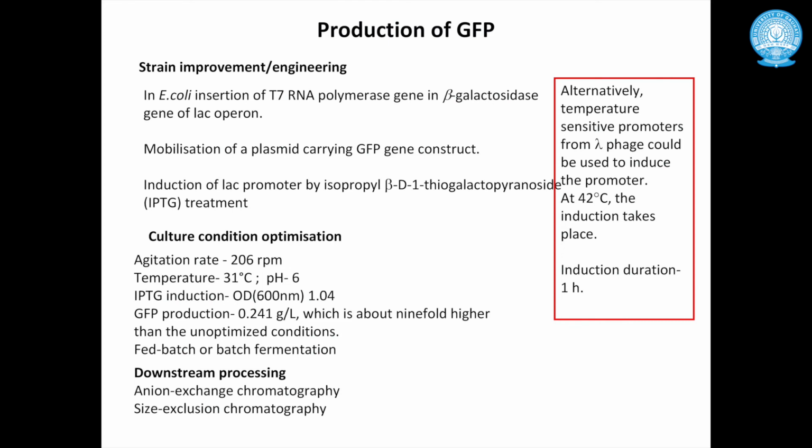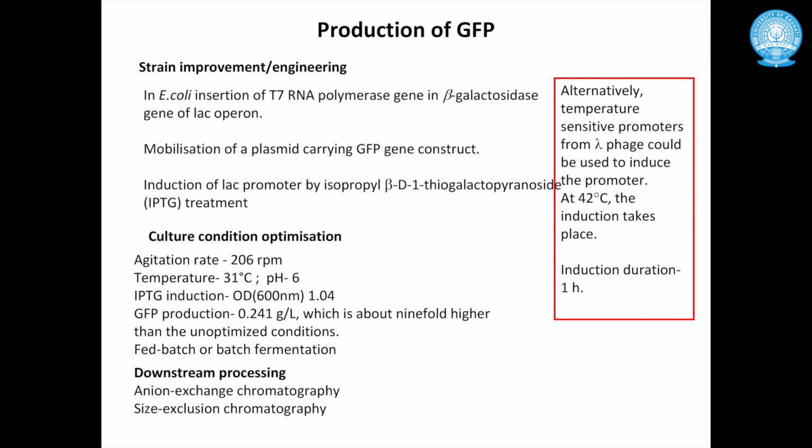So the RNA polymerase will help in better expression of the gene. In order to increase the expression, what we normally do is to increase the production of RNA polymerase protein, that is done with the help of induction of lac promoter by isopropyl beta D1 thiogalactopyranoside, or simply IPTG. IPTG induction is required to increase the expression of RNA polymerase.